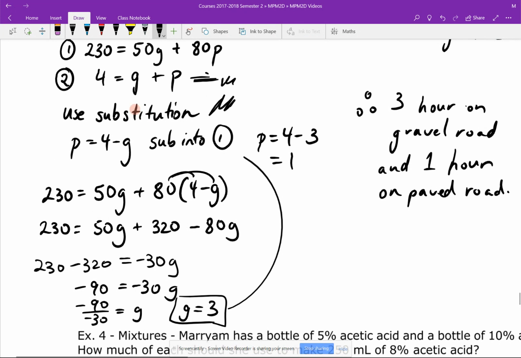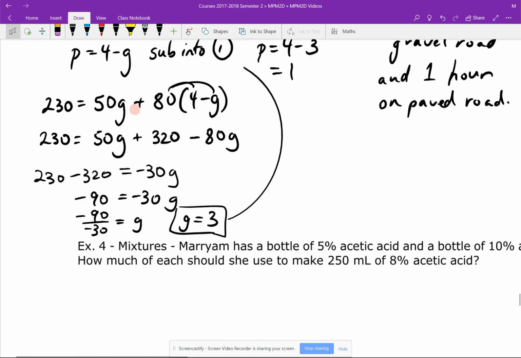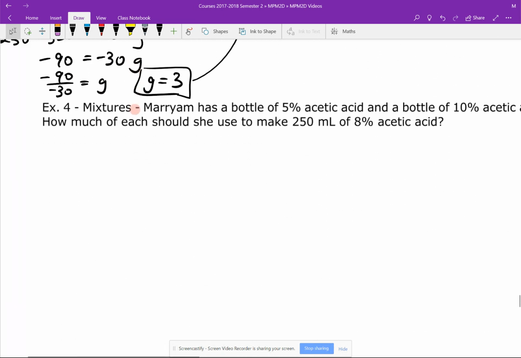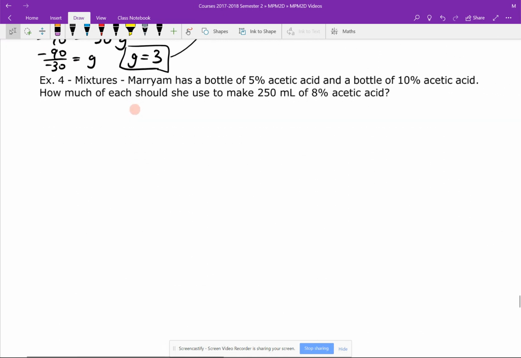Let's look at one more, a little chemistry question on mixtures. Miriam has a bottle of 5% acetic acid. When we talk about percentages, we mean the concentrations. And a bottle of 10% acetic acid. Acetic acid is just vinegar, right? Just the chemical name for it. Different concentrations can have certain acidities, which can be toxic too, so be careful. How much of each should she use to make 250 milliliters of 8% acetic acid?